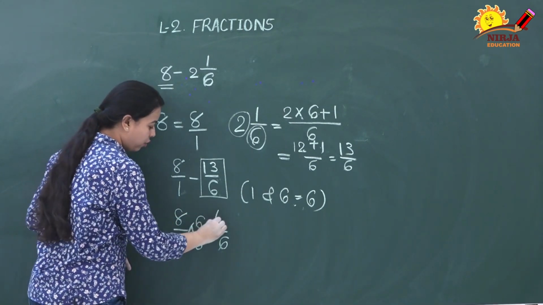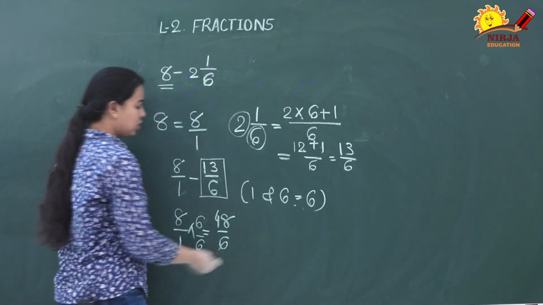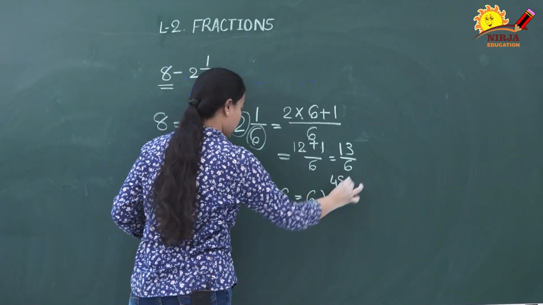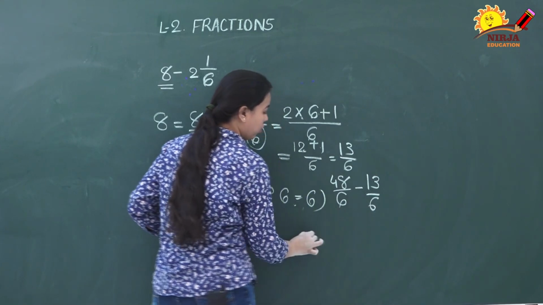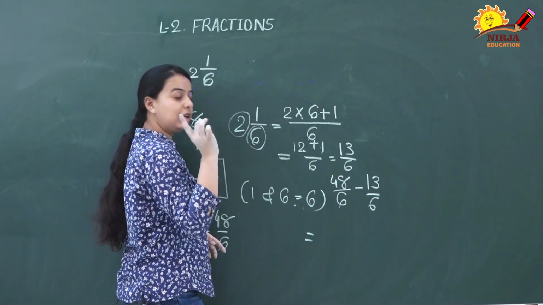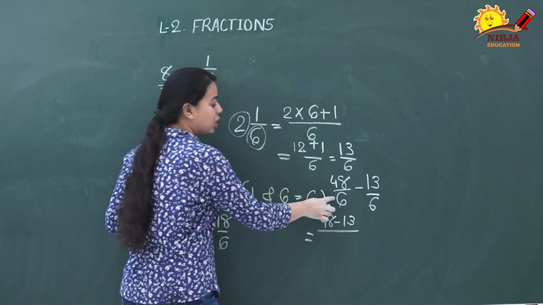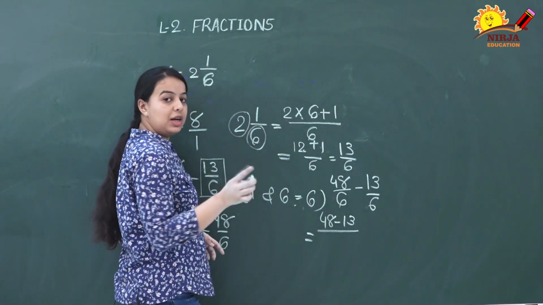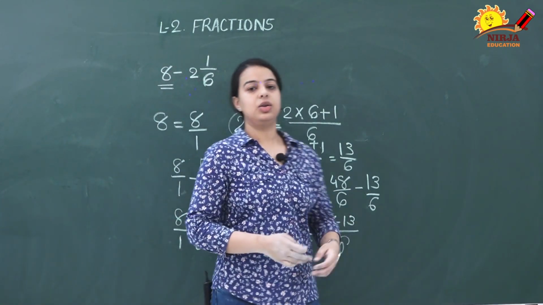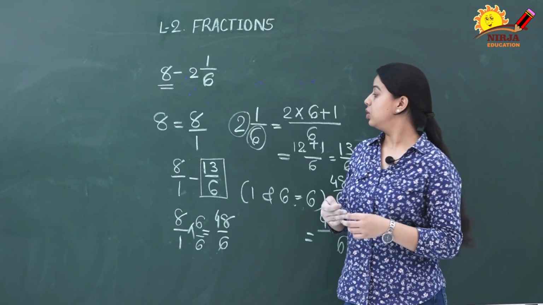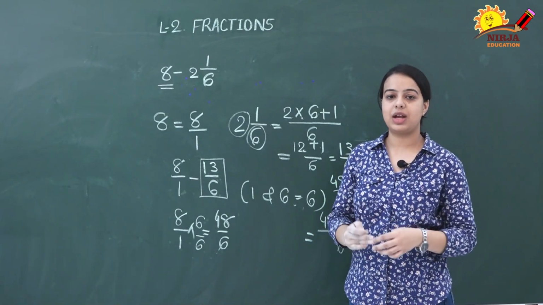6 8s are 48. So now we have both the numbers as like fractions. So let's do subtraction. 48 upon 6 minus 13 upon 6. What we need to do is subtract numerators, 48 minus 13, and keep denominator same. Do 48 minus 13 and you will have your answer. So this way you are going to subtract any unlike fraction.